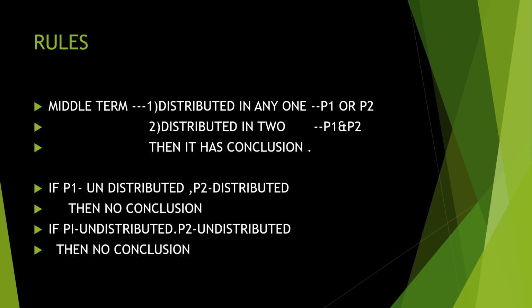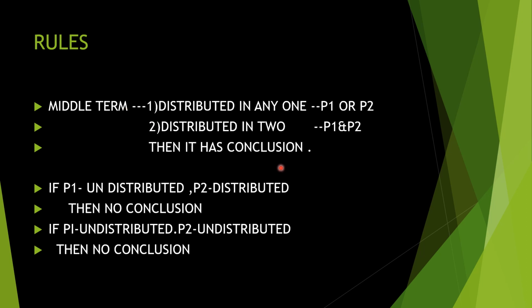What is that? The middle term. Clear that. You know that the middle term means a word that is common in both P1 and P2. That is the first rule: the middle term should be distributed in at least one of the premises, either in premise 1 or in premise 2. It can also be distributed in both of them, and if it is, that is also okay. Then it has a conclusion.